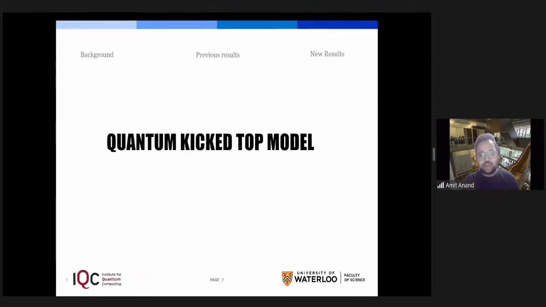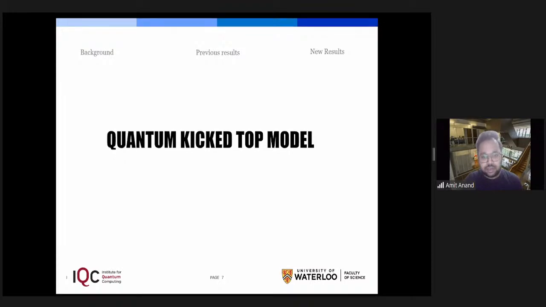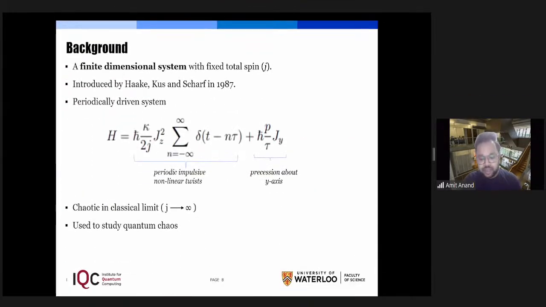So the model that I am working with is known as the quantum kicked top model, and this model is a finite dimensional model where the total spin is given by this J value. It was first introduced by Haake, Kuś and Scharf in 1987. The Hamiltonian of the model looks like this. It has two parts. One is a linear part where the rotation is along the JY direction, and the rotation value is given by this p. So depending upon this p value, we will rotate the system, where tau is the time period.